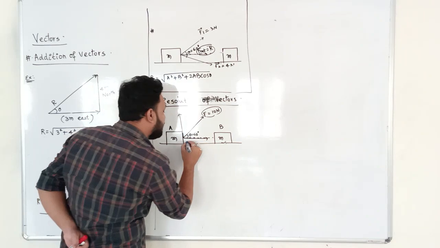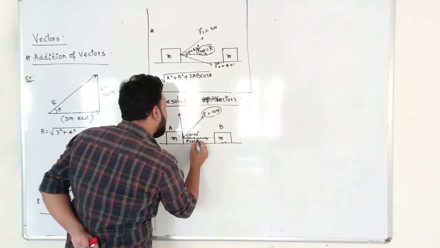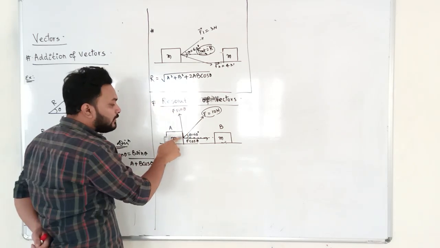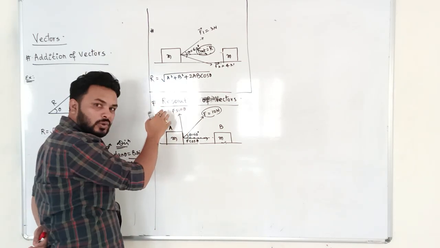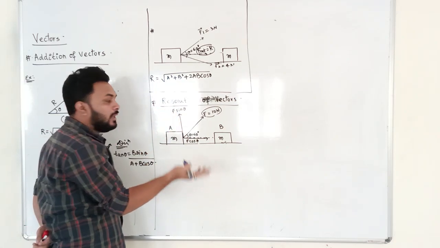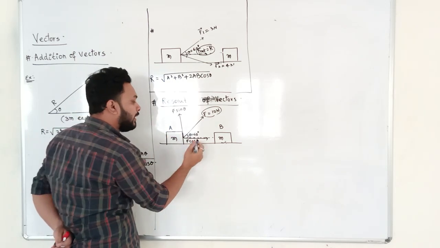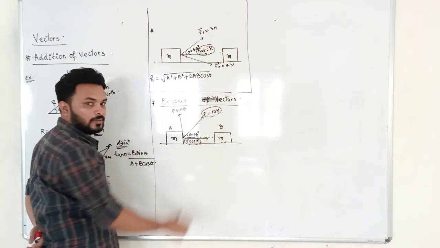In the x-axis, we are taking F cos theta. In the y-axis, we are taking F sin theta. See here, however, the block is not moving in this direction now. So F sin theta is not responsible. Only F cos theta is responsible to move this block from A to B point.